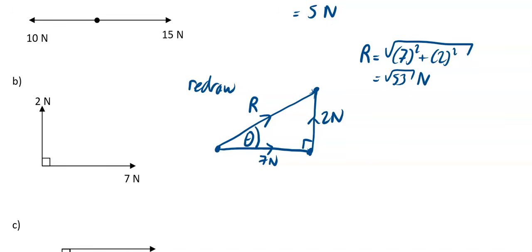I haven't given that to any decimal places. That square root of 53 is a perfect answer, but just to give it to a couple of decimal places, which is 7.28 newtons to 2 dp's. Same idea to find your other side, to find your angle. Just going to mark on that this is my adjacent, this is my opposite.